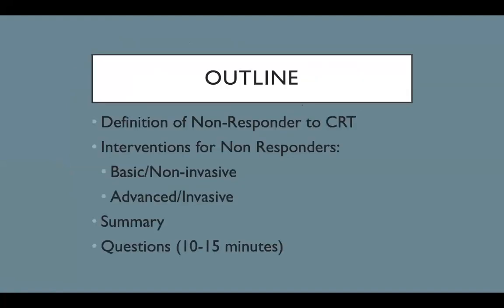So just in terms of the outline, I'm first going to define what is a non-responder to CRT, and then we're going to look at basic or non-invasive approaches to these patients, as well as advanced or more invasive approaches. And we'll try to summarize and then take some questions for about 10 or 15 minutes at the end.